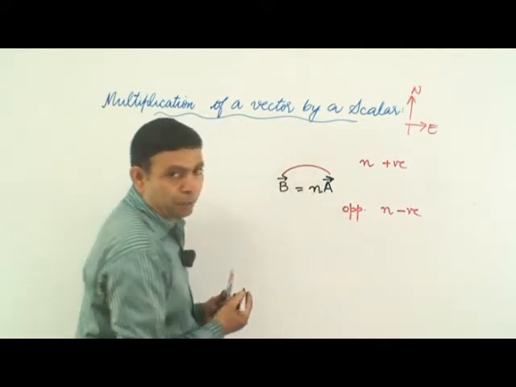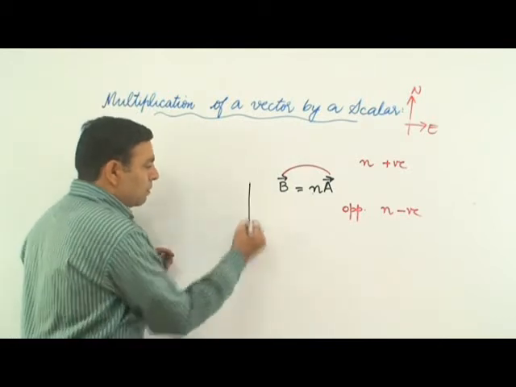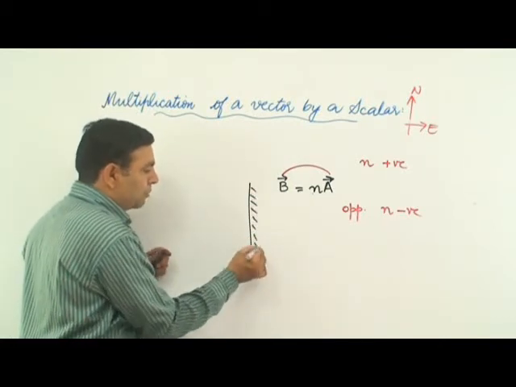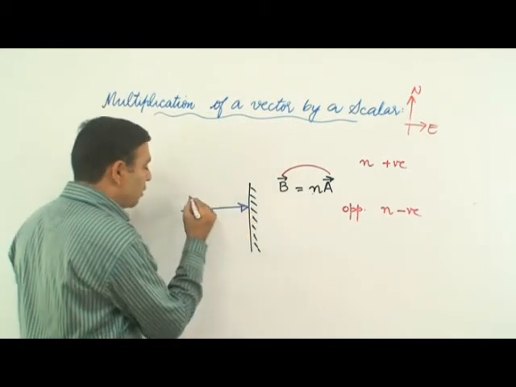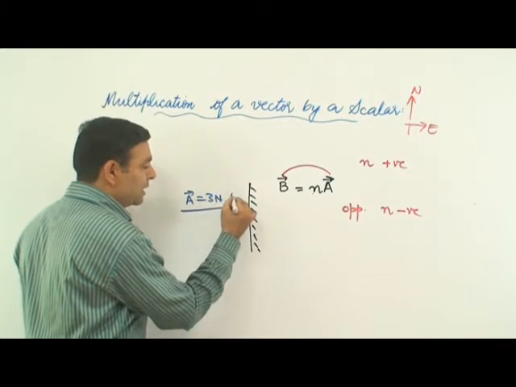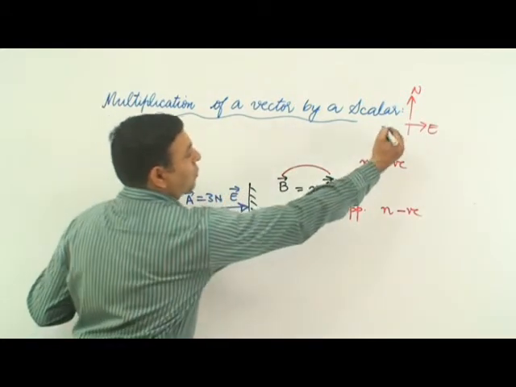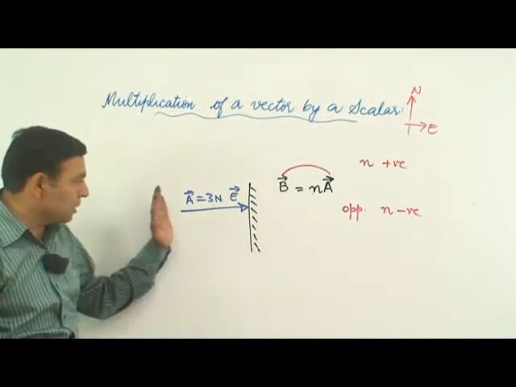It's so easy to show you. For example, I am exerting a force of 3 Newton here. Vector A is 3 Newton towards east, according to this convention, eastwards. I am pushing with a 3 Newton force to this wall.